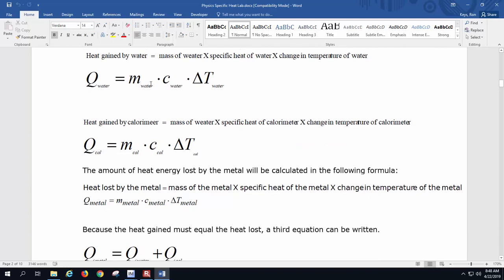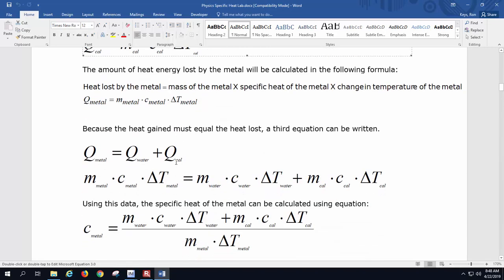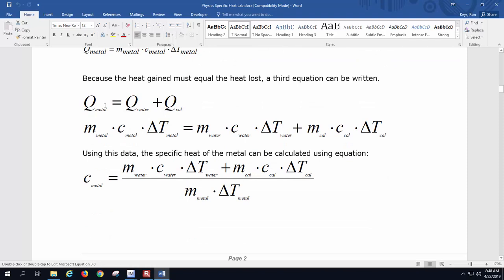So, the water inside the calorimeter is going to gain heat. The calorimeter, the aluminum part itself, is going to gain heat. The metal is going to lose heat, correct? So here's what we've got. The heat lost by the metal here is going to equal the heat gained by the water and the aluminum cup, right?